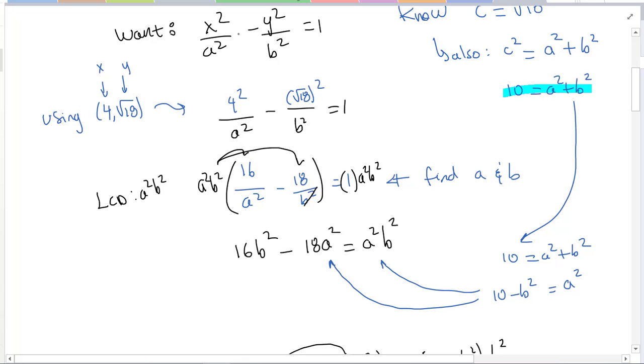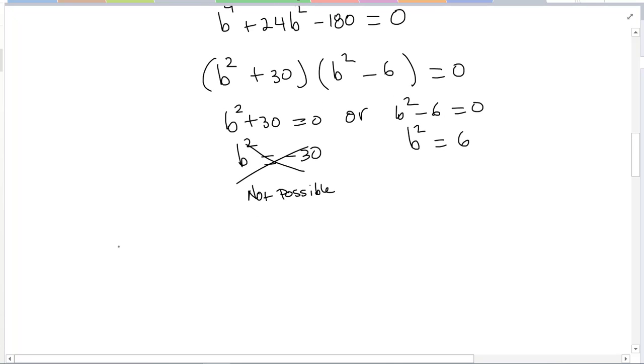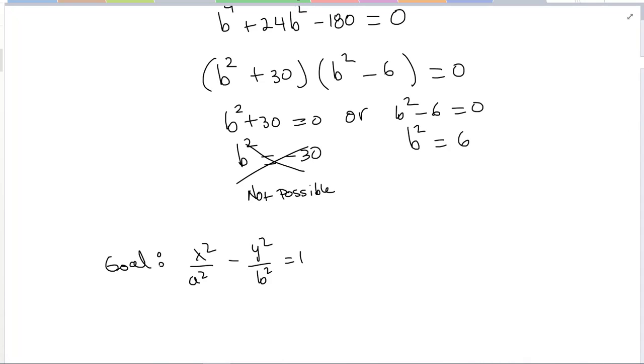I want x squared over a squared minus y squared over b squared. So I just found b squared is 6. So I can almost write my equation. Right? So our goal was to get x squared over a squared minus y squared over b squared equal to 1. We just found b squared equals 6, so I can replace that there.